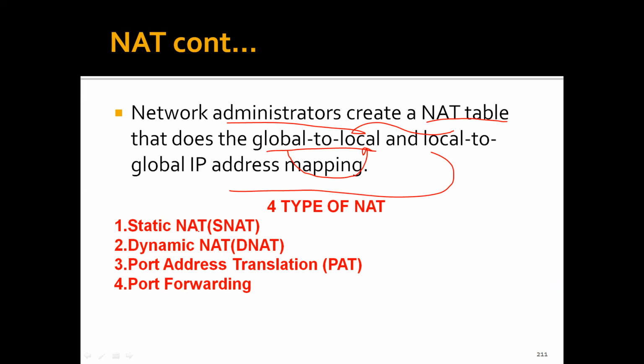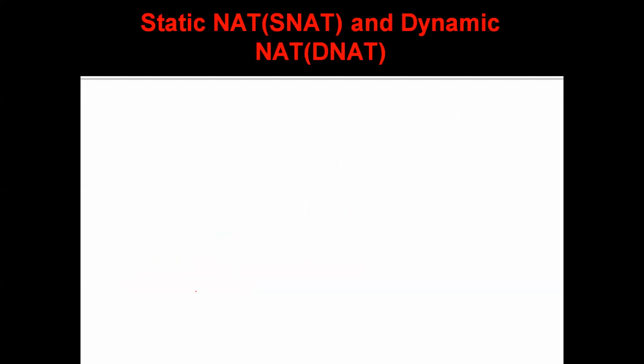There are four types of NAT: static NAT, dynamic NAT, port address translation, and port forwarding. Now I will explain static NAT. For example, this is our LAN, right?